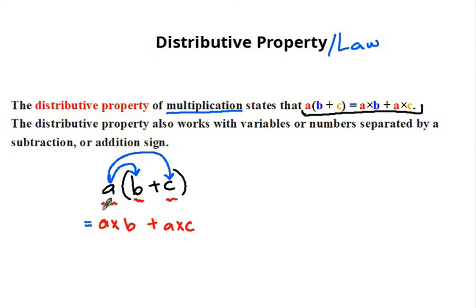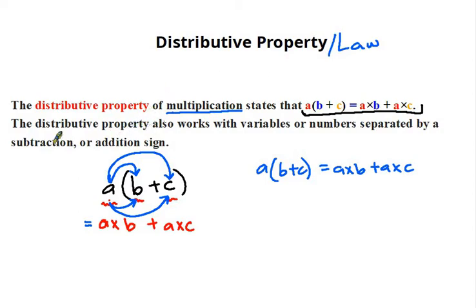So we had the A on the outside. The A is like the teacher, and B and C are like the students. Remember, the teacher went to each student and handed out the test. So he went to B and then he went to C. So this gives us A times B, because A went to B first, and then A times C, it went to C afterwards. So that basically explains this: A(B plus C) is equal to A times B plus A times C. That is where it actually comes from.